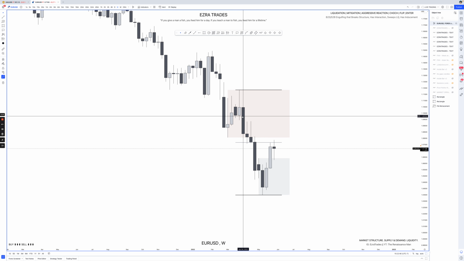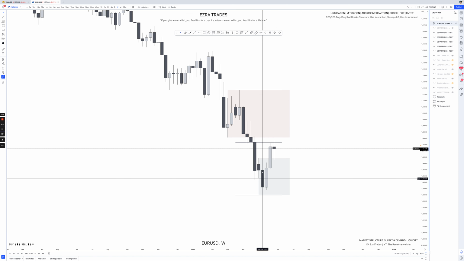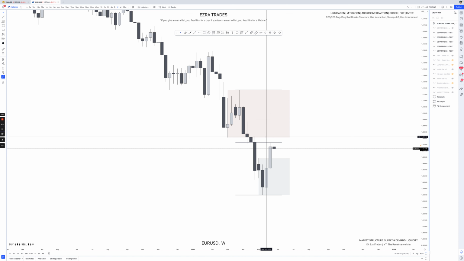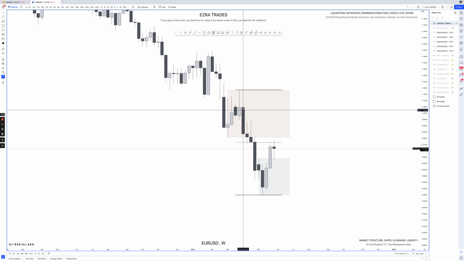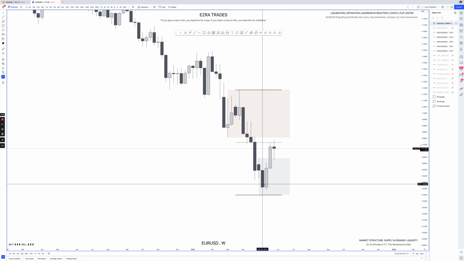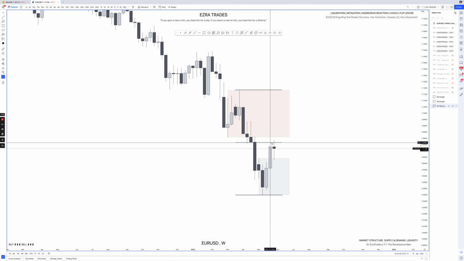So basically break of structure, bearish. We haven't had a break of structure bullish necessarily. At this moment, I can say that the weekly is bearish in structure, but the order flow is currently bullish, right?